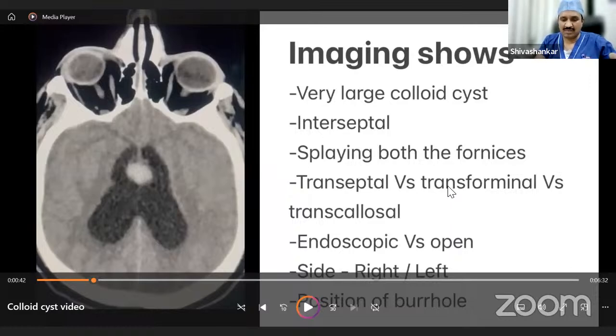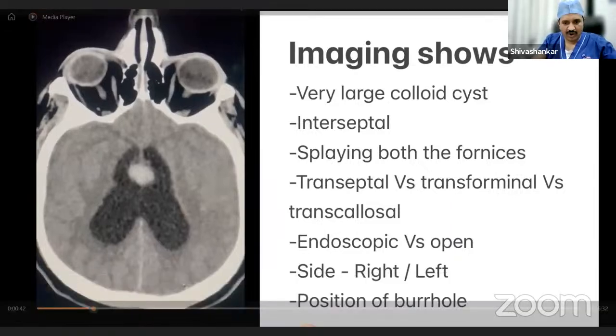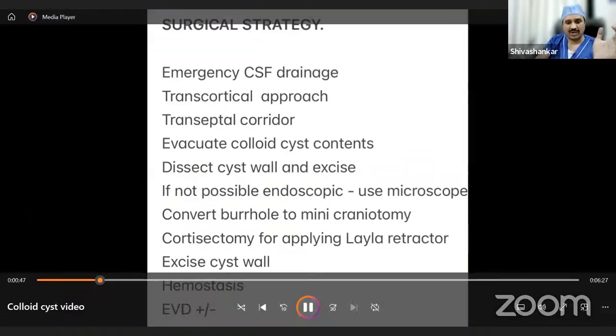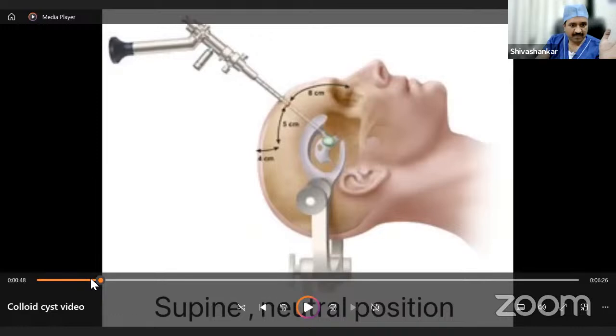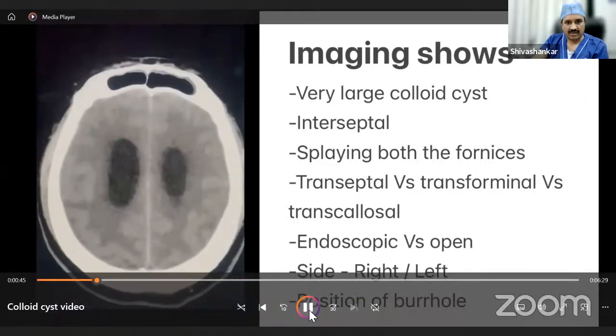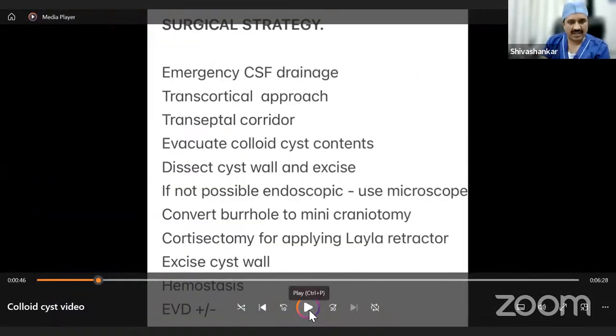And then we position the patient supine in the neutral position with head above the heart level. And then we have to plan the burr point as per the approach we are planning. If it's a transseptal, we have to take it a little lateral.